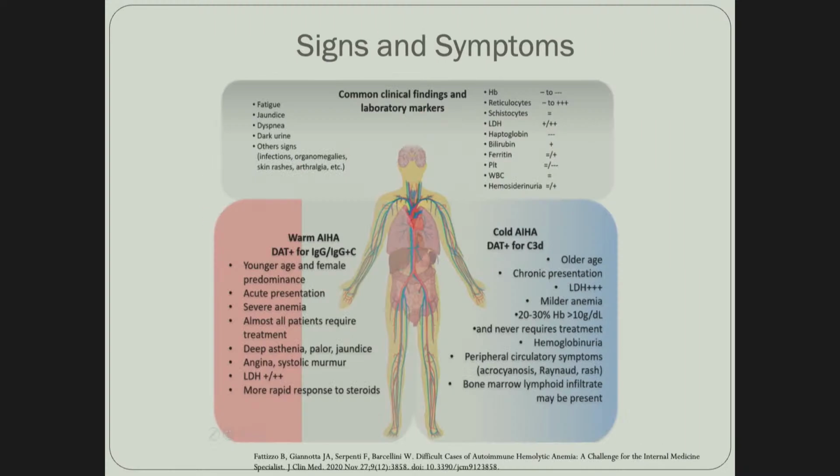So presentation wise, patients present with fatigue, jaundice, dyspnea, dark colored urine, and other signs like infection, organomegaly, skin rashes, and arthralgias. The basic differences between warm and cold autoimmune hemolytic anemia: most commonly, warm type is seen in younger age females, whereas cold will be seen most commonly in older age patients. Mostly we see acute presentation in warm type, where you see hemoglobin levels of 2 grams, 3 grams, while comparatively cold will be milder anemia, but still when you pick up the samples, you can easily identify the difference between warm and cold type of autoimmune hemolytic anemias.